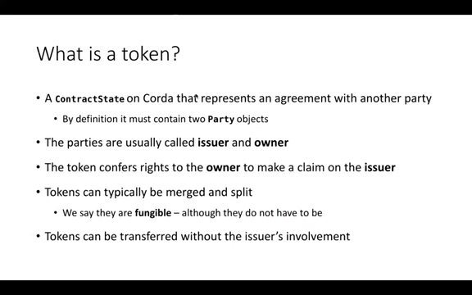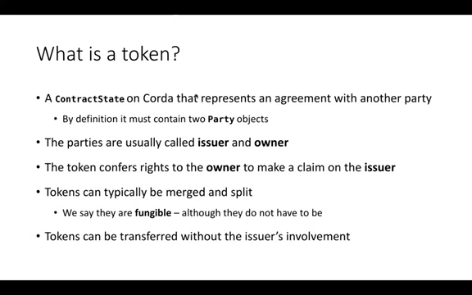So now, very importantly, what is the token? Feel free to debate, discuss, disagree with this, but my definition of a token is a contract state on Corda that represents an agreement with another party. But by definition, a token must contain two-party objects. If it only contains one, then it can't be an agreement, right? Because it's a unilateral thing.